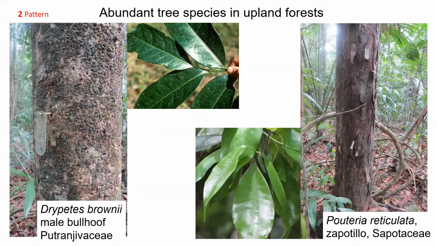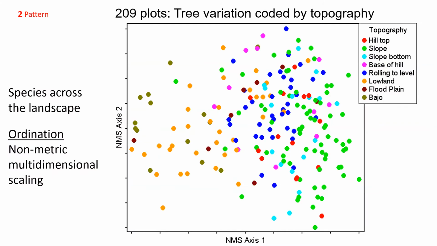So the next thing we wanted to know is how are these species distributed across the landscape? And we used those same data, those 209 plots, to get a look at that. We took the data from each of those plots and we constructed a non-metric multi-dimensional scaling diagram and other diagrams. And I'll explain to you what this means. This is an ordination. And on this diagram, each one of these dots represents one of those 209 plots.